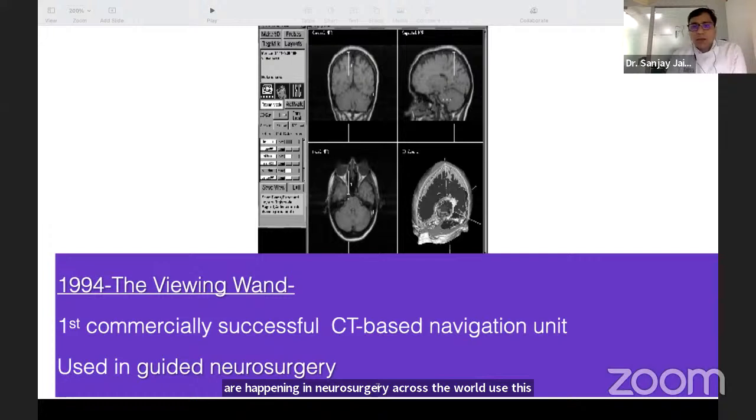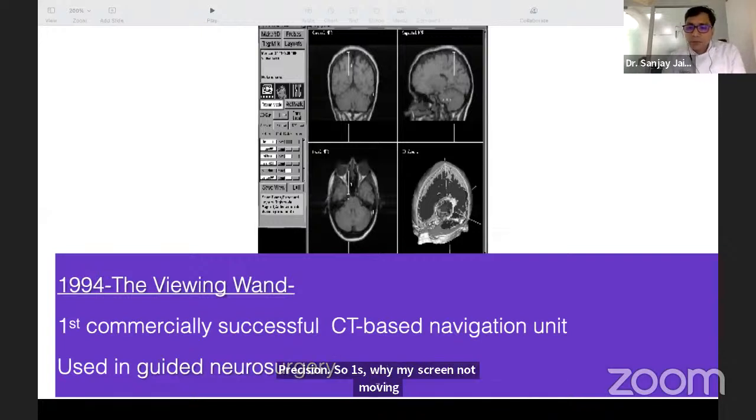So, 1 second. Why is my screen not moving down? Give me a minute.